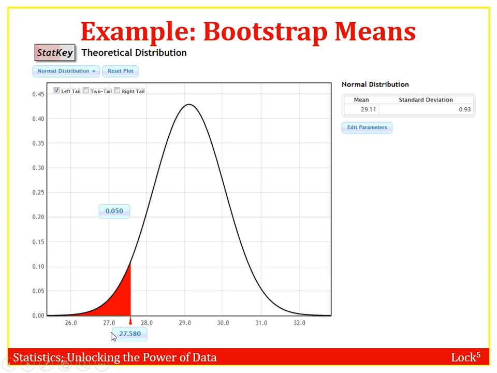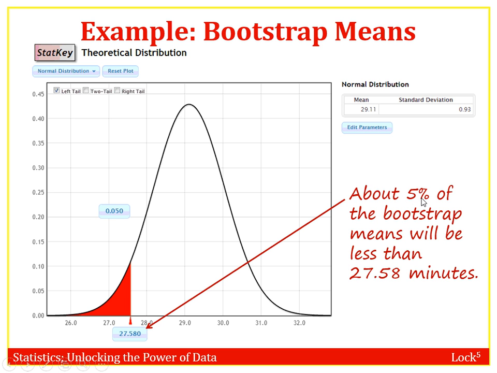It would bring this up. You want to hit this because that's your area. You want to put in 5%, and 5% as a decimal is 0.05, and then it tells you the time underneath. So 5%, which is this area over here, has means that are less than 27.58 minutes.